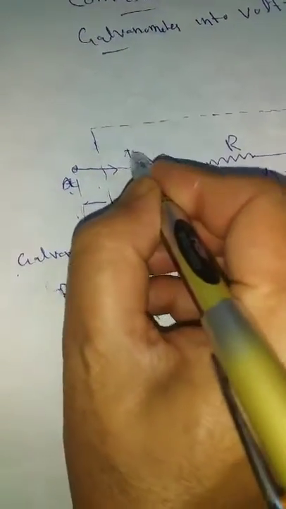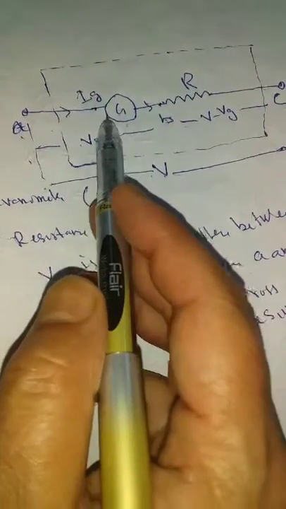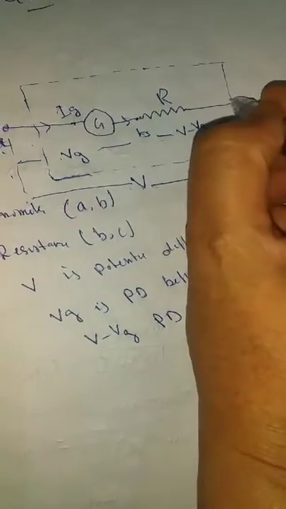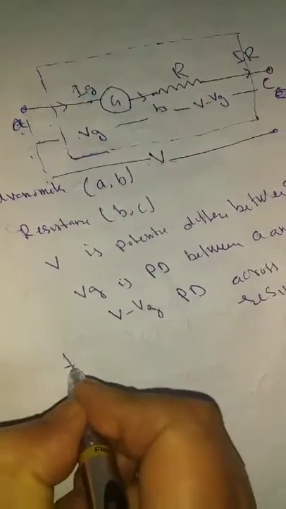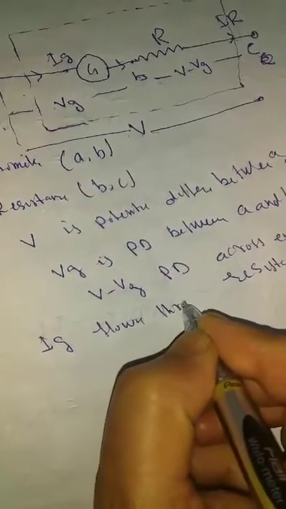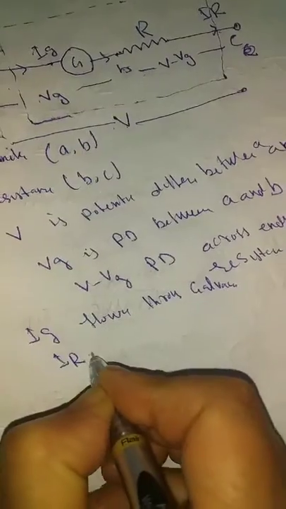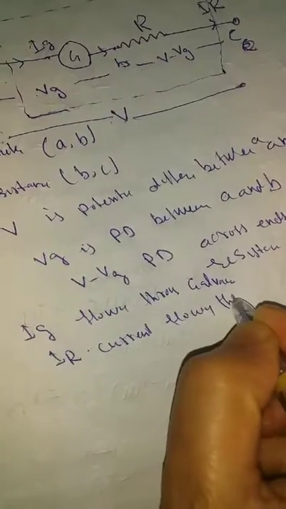Let Ig be the current flowing through the galvanometer. Ig is the current at which the galvanometer shows full deflection. Ig is the current flowing through the galvanometer, and IR is the current flowing through the resistance.